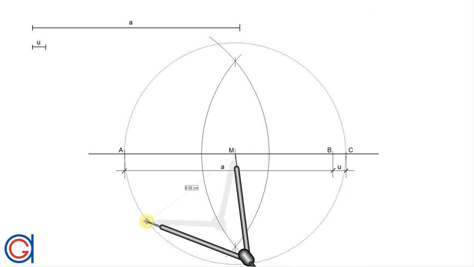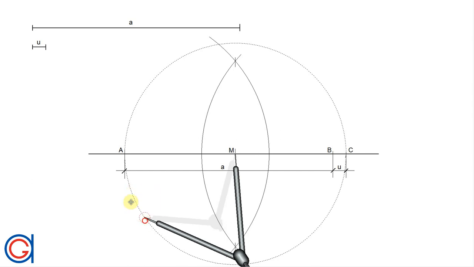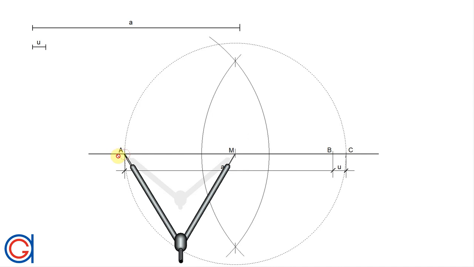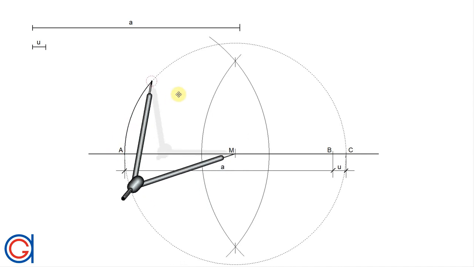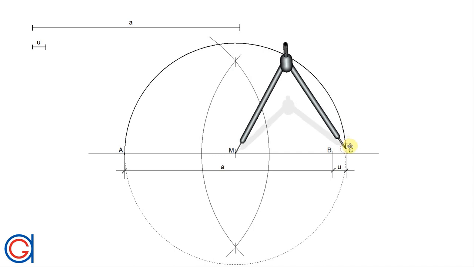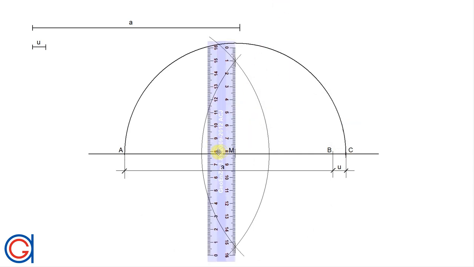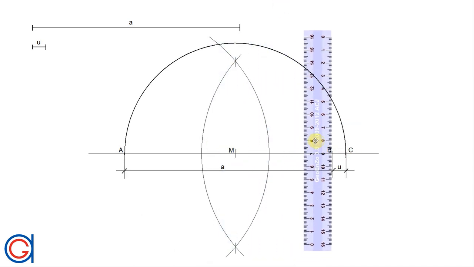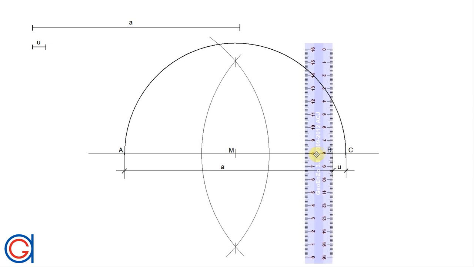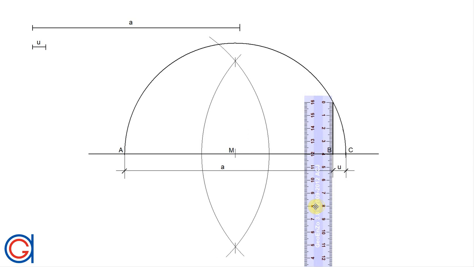So now, setting our compass to the radius MA, we're going to draw a semicircle from A to C, as can be seen here. Okay, so now the final step is we're going to draw a vertical line from point B until it cuts the semicircle that we have drawn. And this line segment is going to be the square root of the line segment A that we were given.